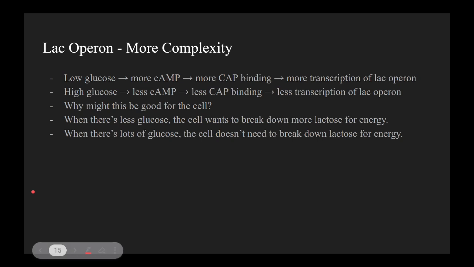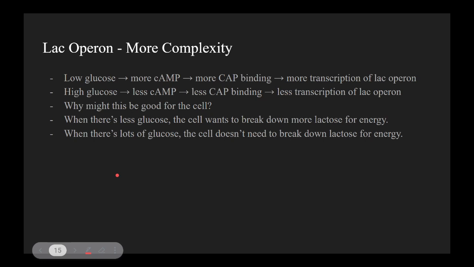So review: low glucose means more cAMP, means more CAP bound, which means more transcription. And then we have high glucose, which means less cAMP, which means less CAP binding, and that means less transcription. So why might this be a beneficial system for the cell?